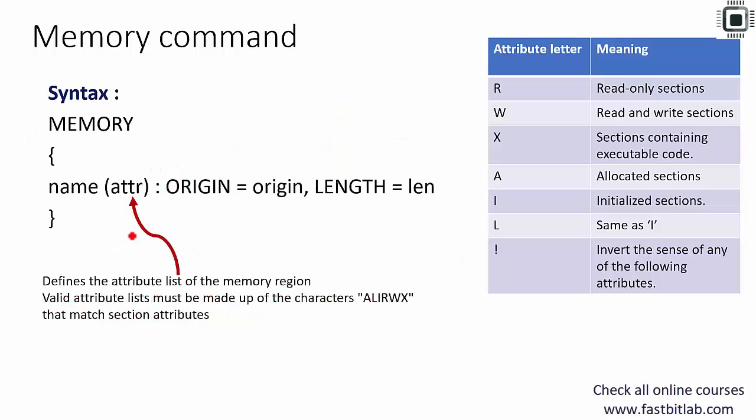Let's move forward. Let's talk about this attribute. This defines the attribute list of the memory region. A valid attribute list must be made up of these characters which are mentioned in this table. If you mention R here, then that means read-only section. W means read and write sections. X means sections containing executable code, like that. You can mention these attributes either in capital letters or in small letters. And you can also combine two or more attribute letters. So we'll see that when we do an exercise.